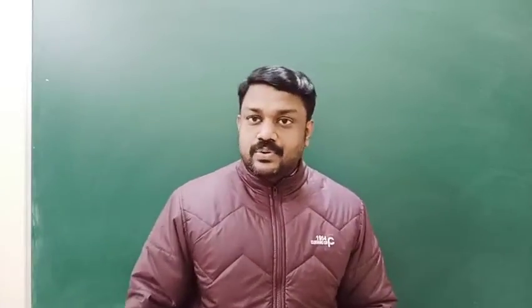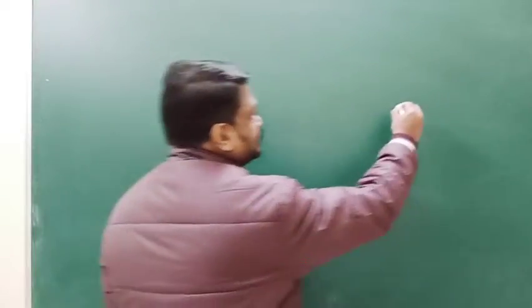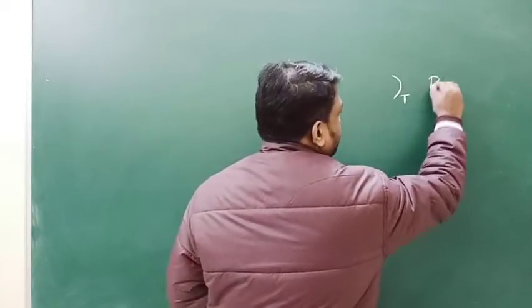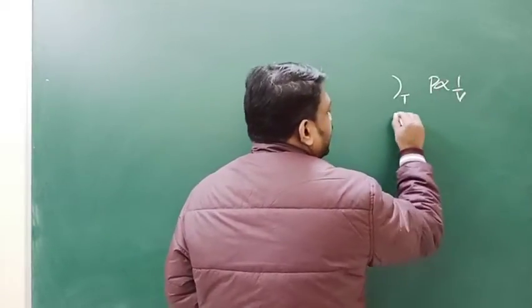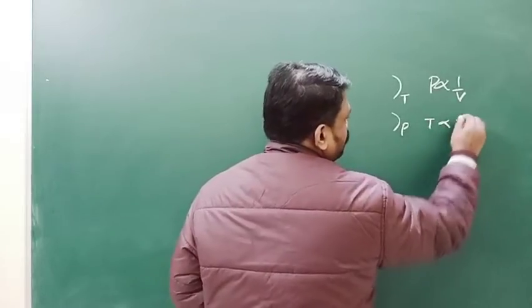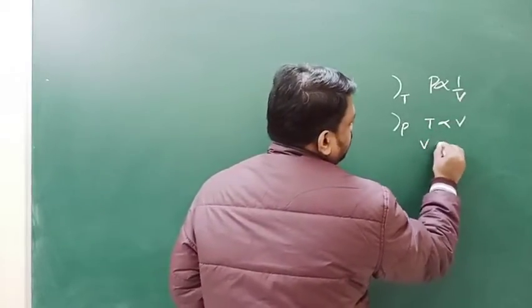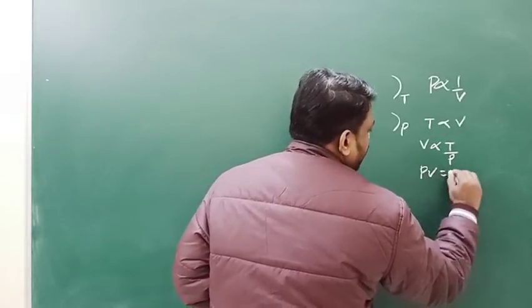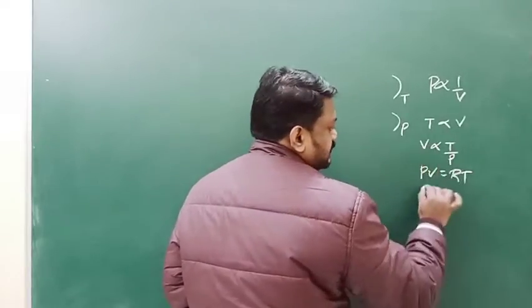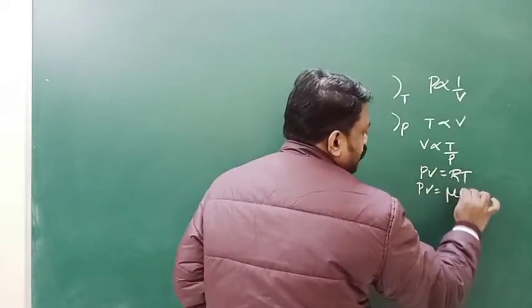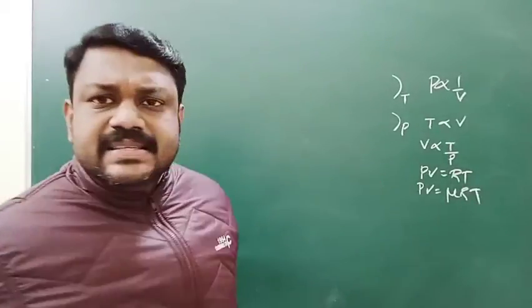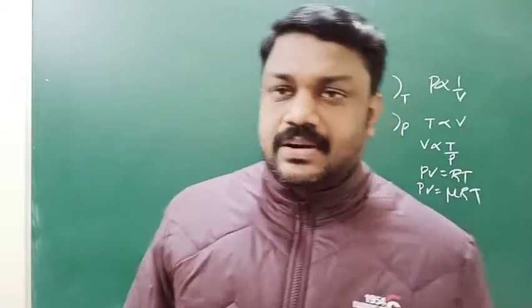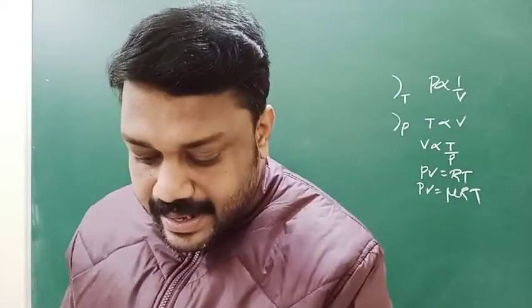So from Charles law and Boyle's law, we derive the ideal gas equation that we have already seen. From Boyle's law, at constant temperature, P is proportional to 1 by V, and from Charles law, at constant pressure, V is proportional to T. So PV is equal to RT for 1 mole of gas. If it is mu moles of gas, PV is equal to mu RT. We have already seen this derivation, or how we get the ideal gas equation.